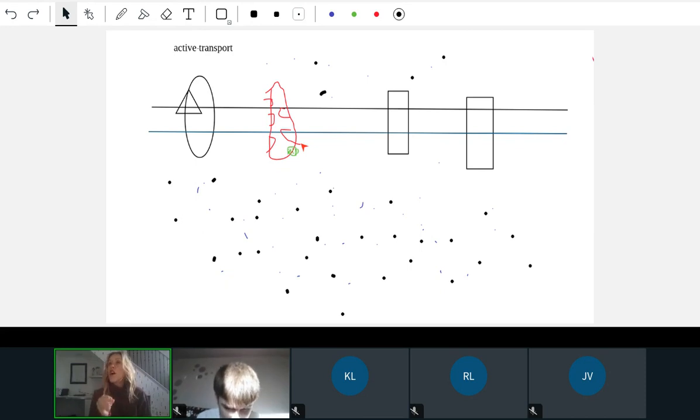Now, do all molecules that move through a protein channel, does that mark that it has to be active transport if it goes through a protein channel? Good. No, because we also have a type of diffusion in which molecules move through channels that don't require energy. Does anybody remember what that is? It's a type of diffusion. It is passive.